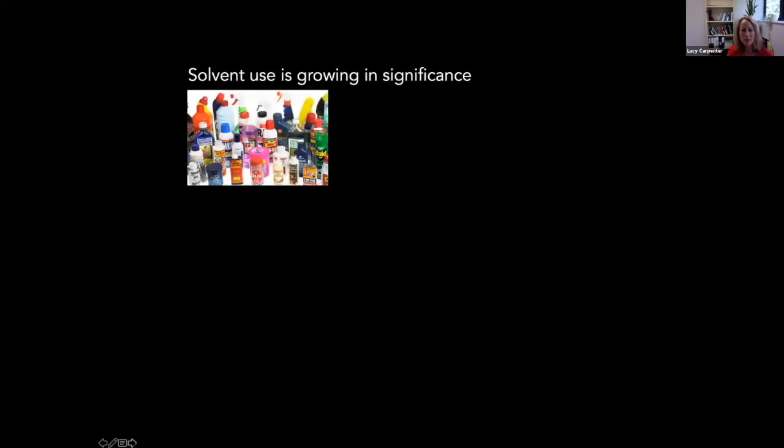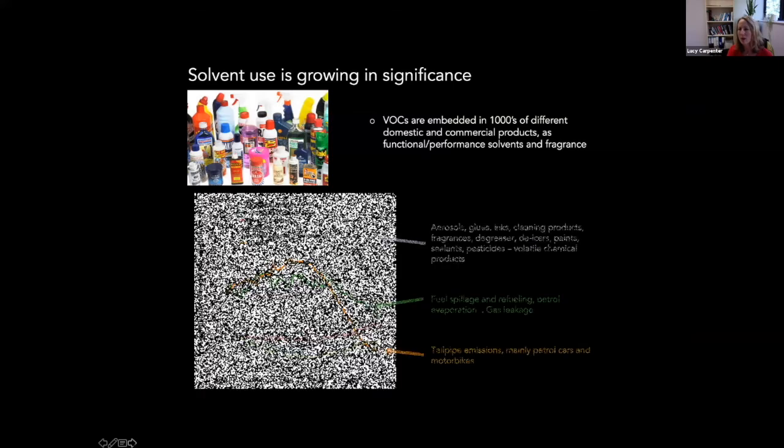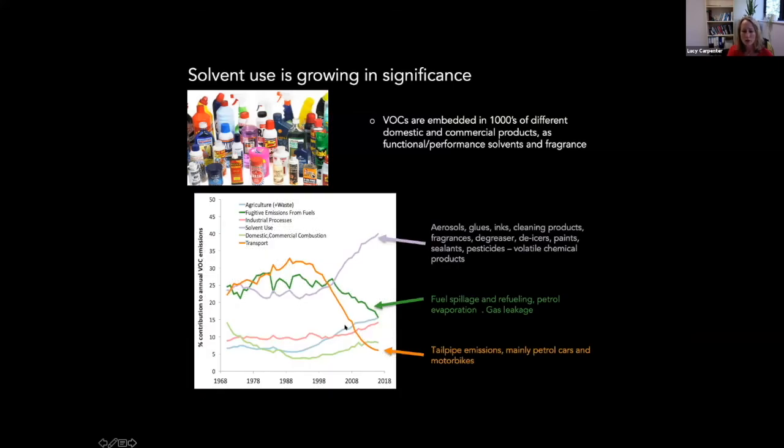Now, for VOCs in general, one of the big trends, as I mentioned previously, is that tailpipe emissions of VOCs, so mainly petrol cars and motorbikes, and also petrol evaporation, all of that has been coming down. This is actually just UK emissions here, but it's relatively the same story over Europe and over the US as well. Whilst those emissions have come down, these other types of sources, aerosols, glues, consumer products, things like fragrances and cleaning products, have really risen in importance. They're embedded in so many different domestic and commercial products that this has become a bit of a problem, because it's unregulated right now.